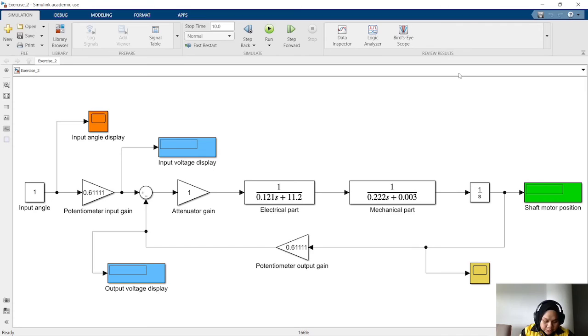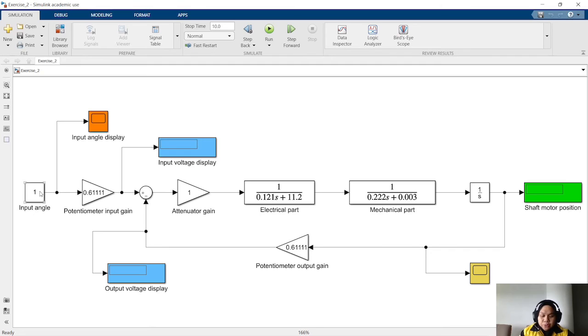I'm going to explain about activity 2 for number 6. So we need to measure the input voltage, output voltage, and also the shaft motor position by changing the input angle for clockwise and anti-clockwise, and also we need to change our attenuator gain.